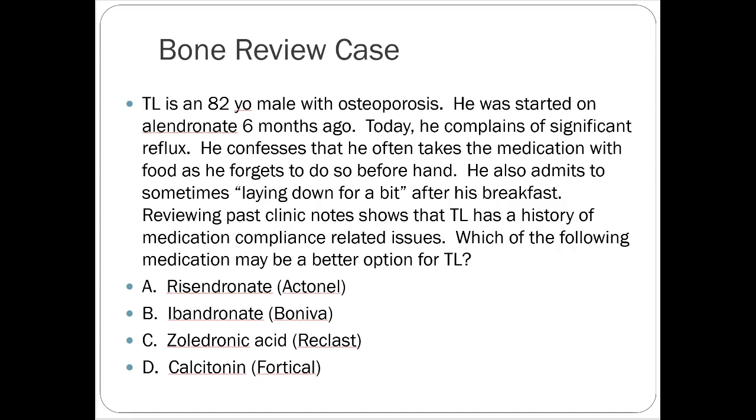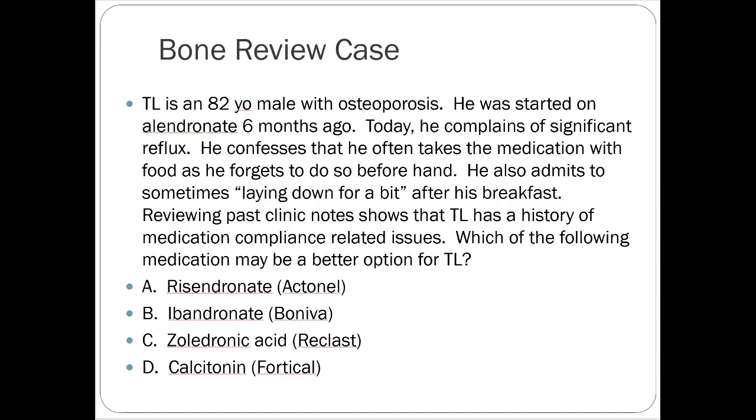There's a brief case here about osteoporosis. We have an 82-year-old man, started on alendronate 6 months ago. He complains of significant reflux, confesses that he often takes the medication with food as he forgets to do so beforehand, and admits sometimes laying down a bit before breakfast. Reading past clinic notes, there are some other medication compliance related issues that you notice. Which of the following medications might be a better option for him?